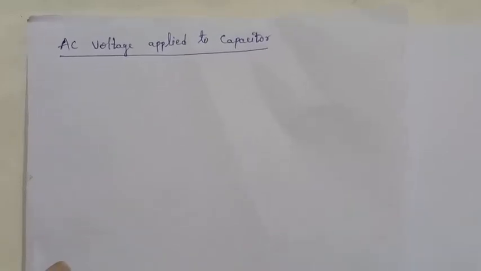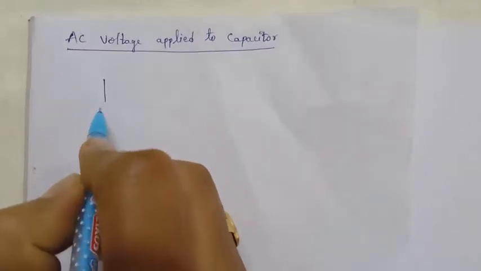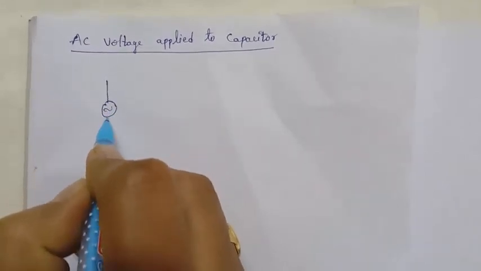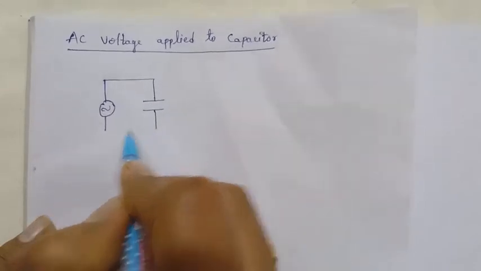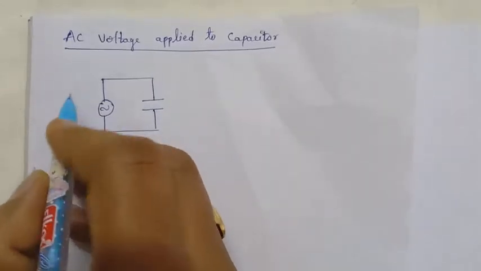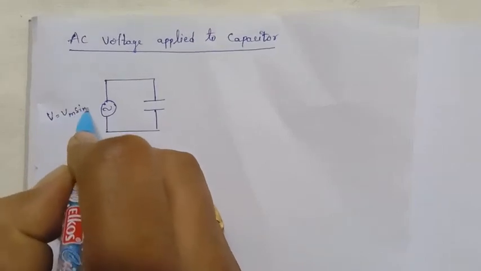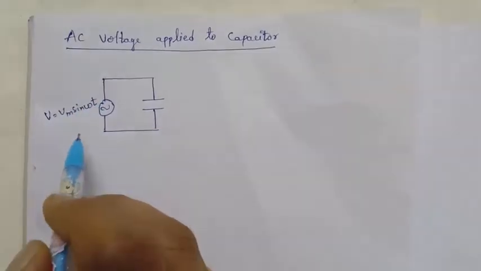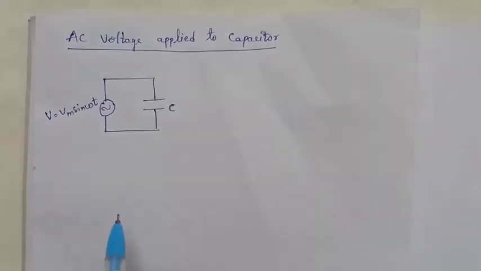Good morning, students. Our next topic is AC voltage applied to a capacitor. So it is the AC voltage, alternating voltage applied to a capacitor. Alternating voltage input is V = Vm sin omega t. It is the voltage across the source, and here C means the capacitance of the capacitor.